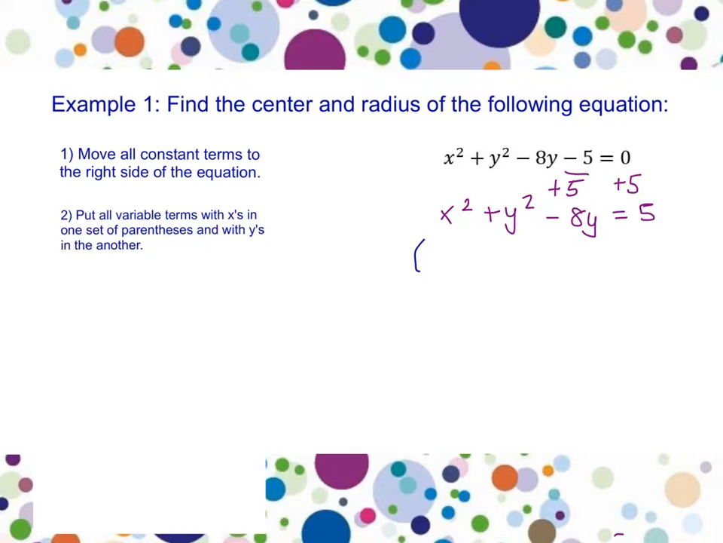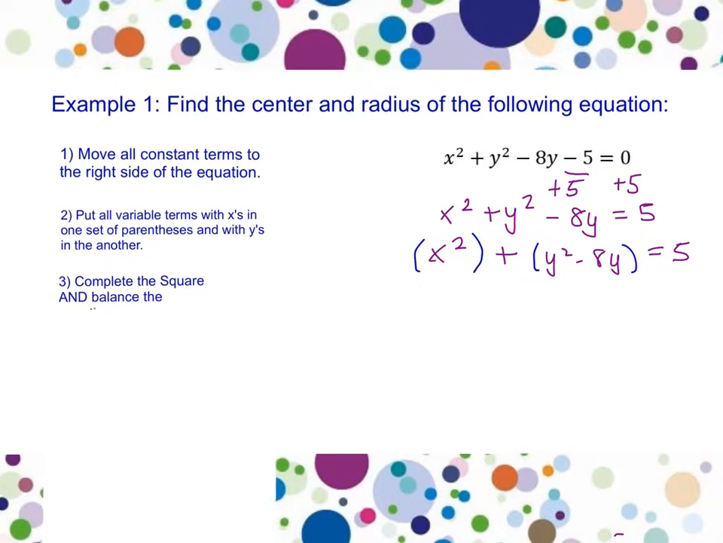So I've got parentheses, and then I'm going to put my x squared in there. And then I still have addition here, but now I'm going to put my y squared minus 8y in parentheses. All of that is still equal to 5. So now we have x squared plus y squared minus 8y equals 5. That hasn't changed a lot. We just put two expressions in parentheses.